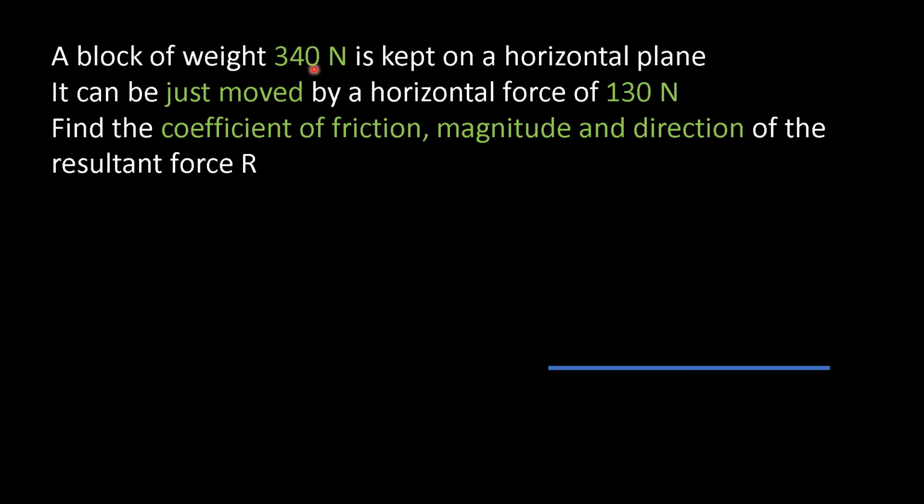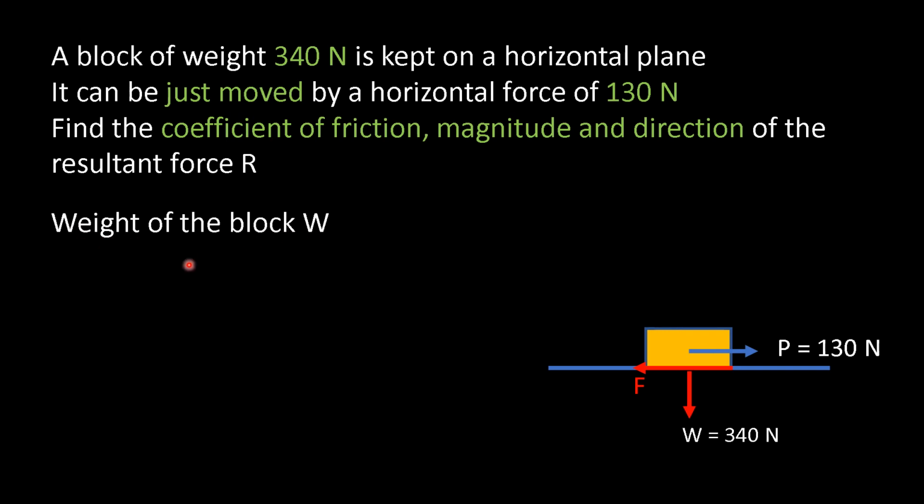A block of weight 340 Newton is kept on a horizontal plane like this. It can be just moved by a horizontal force of 130 Newton towards right. So this is P, 130 Newton towards right. This force causes this block to move just about, so a force of friction in the reverse direction, that is towards left, comes into play. This is the force of friction F.